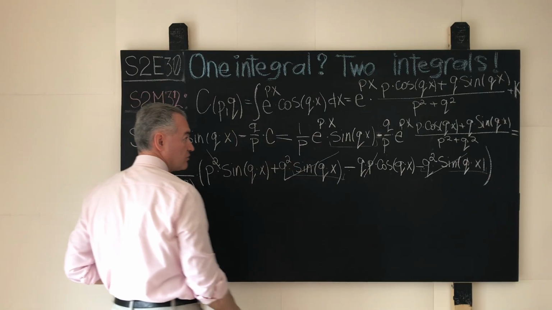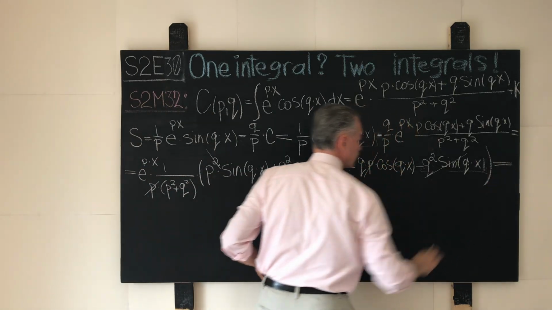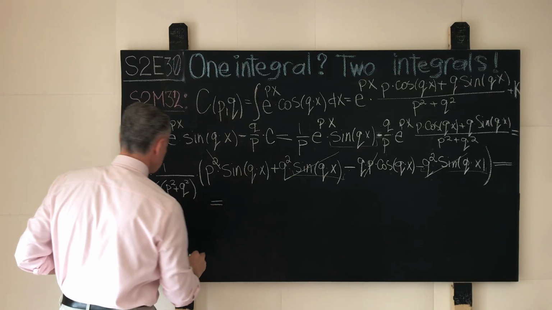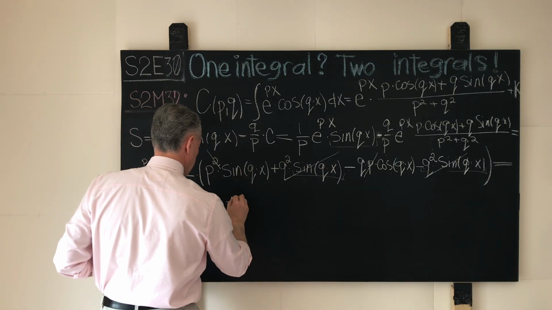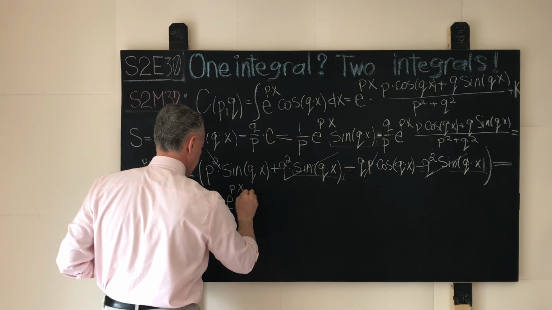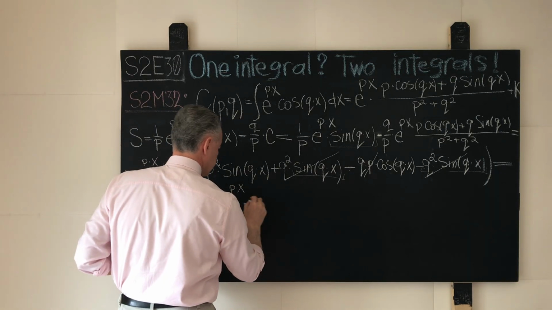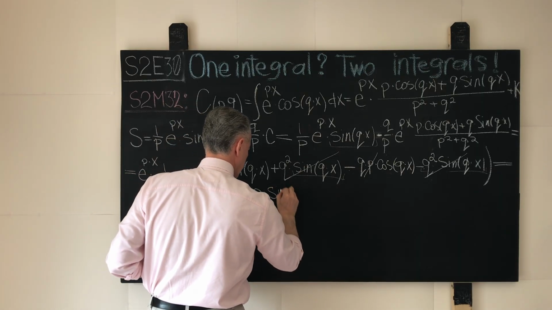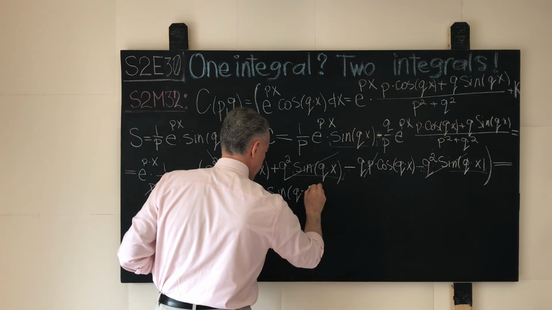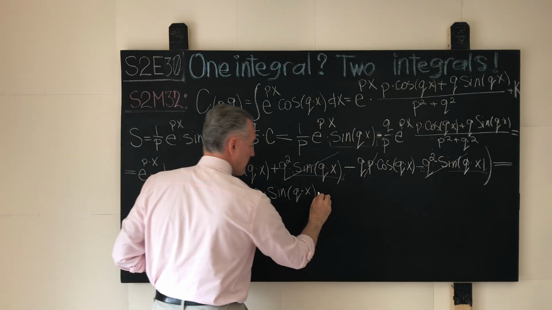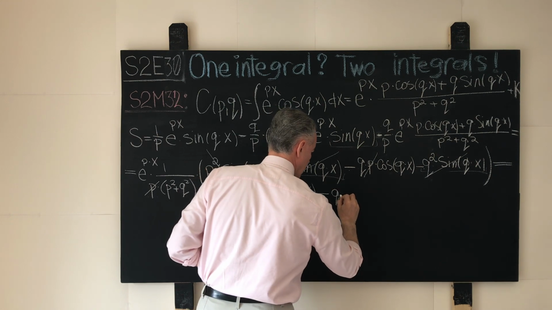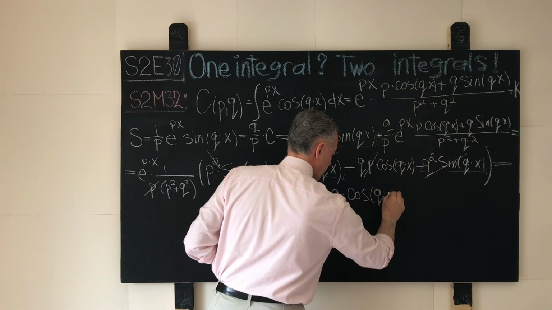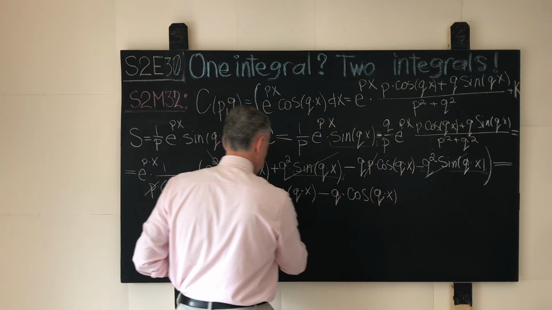And what do we have now? Let's finish this computation here. Let's write it down over here. We will have e to the power p times x times a ratio of what? P times the trigonometric function of sine evaluated at the argument q times x minus, here is q, times the trigonometric function of cosine evaluated at the argument q times x. This is the numerator.